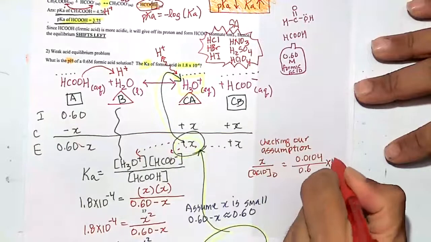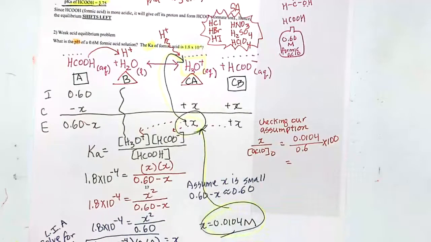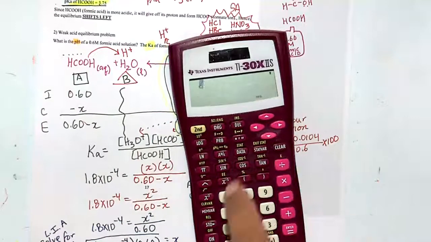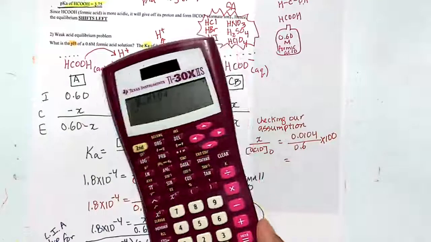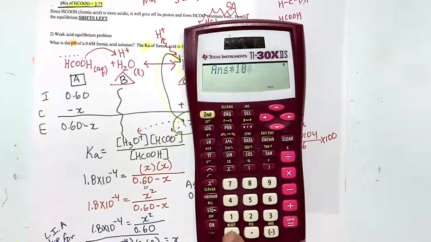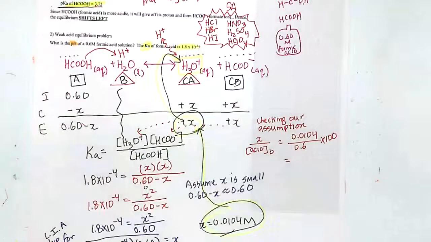Then multiply by 100 to get it into a percent. What is our cutoff? It has to be less than 5%. Less than 5%, we're good. Over 5%, this is a little bit too strong for our assumption. But if it's less than 5%, it's a weak acid, and this assumption is valid. So 0.0104 divided by 0.6 times 100 is 1.7%. Way less than 5%, so our assumption is good.